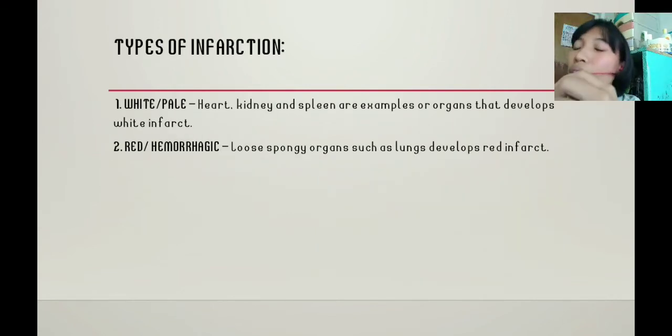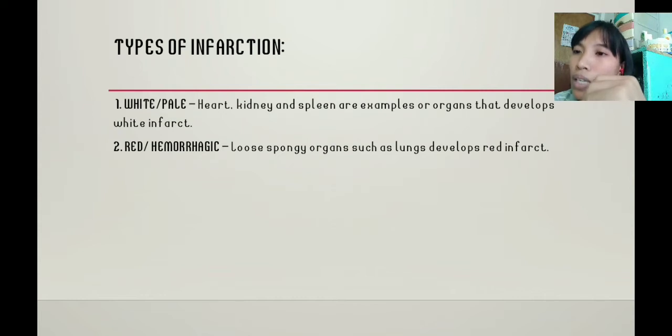So next we have types of infarction. Okay, number one is white or pale infarct. This usually occurs in solid organs like kidney and spleen. And the idea behind the white color is that the solidity of the organ limits the amount of hemorrhage into the area of ischemic necrosis.